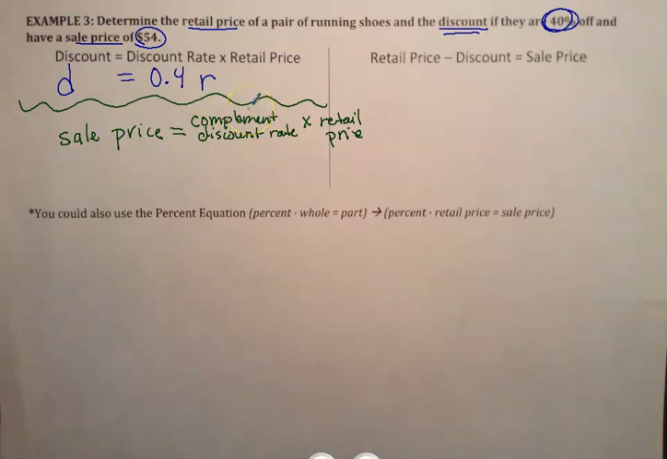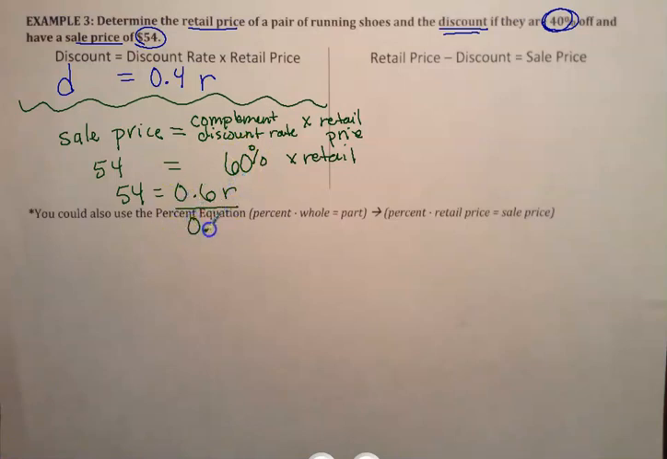So what's the other part? If we're saving 40% or getting 40% off, what percent is he paying? Okay, great. That would be 60%. Okay, so this is 60%. The sale price we know is $54. So 54 equals 60% times the retail. Now we only have one unknown, so we could solve this. So 54 equals 0.6 as a decimal, times the retail price R.